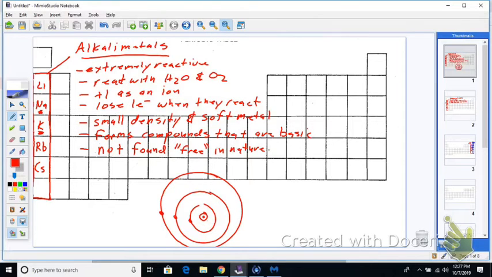They get a lot more reactive as you go down the group. So potassium's more reactive than sodium, and rubidium's even more reactive than potassium. They're more unstable as you go down the group. They're really unstable. Anything sets them off. Other than some things that can stabilize them.